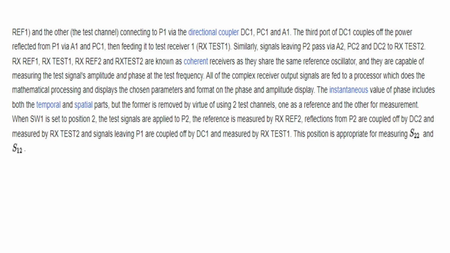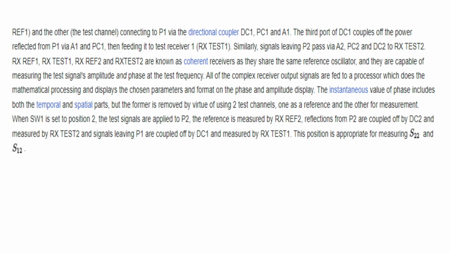Receiver reference 1 and receiver test 1, and receiver reference 2 and receiver test 2, are known as coherent receivers, as they share the same reference oscillator and they are capable of measuring the test signal's amplitude and phase at the test frequency. All of the complex receiver output signals are fed to the processor, which does the mathematical processing and displays the chosen parameters and format on the phase and amplitude display. The instantaneous value of phase includes both the temporal and spatial parts, but the former is removed by using 2 test channels, one as a reference and the other for measurement.